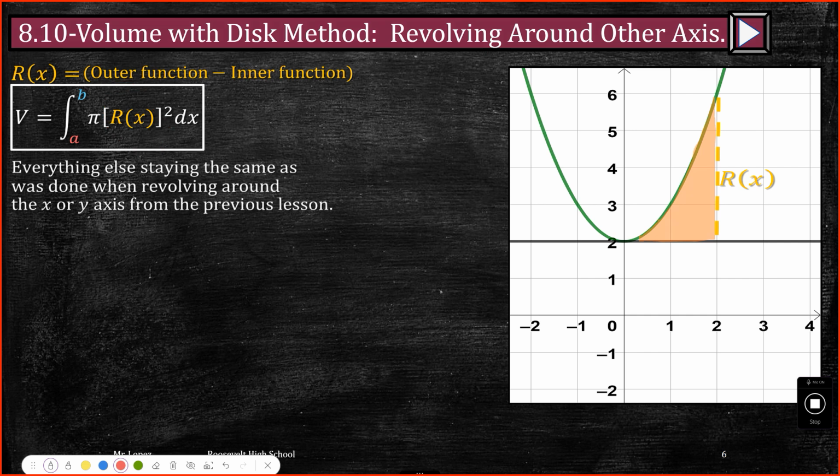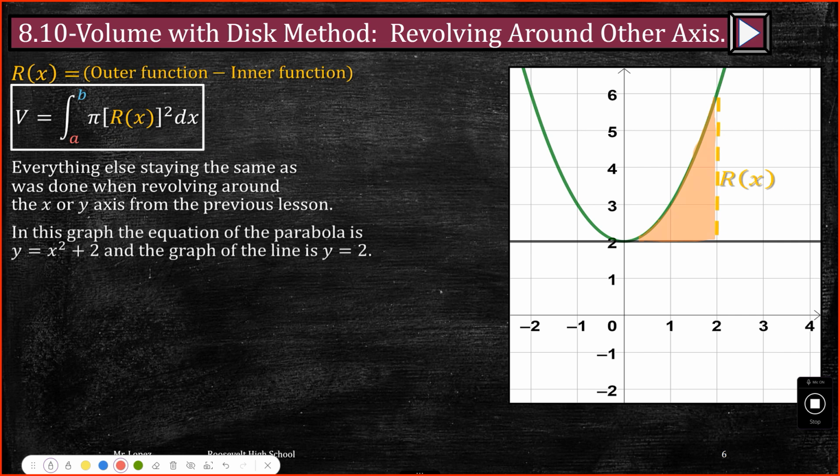Everything else stays the same as when revolving around the x or y axis from the previous lesson. So it's just knowing it's outer minus inner. In this graph, the equation of the parabola is y equals x squared plus 2, and the graph of the line is y equal to 2. And so it's going to be the outer minus the inner.